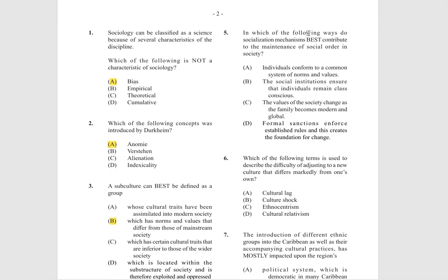Number 5. In which of the following ways do socialization mechanisms best contribute to the maintenance of social order in society? A. Individuals conform to a common system of norms and values. B. The social institutions ensure that individuals remain class conscious. C. The values of society change as the family becomes modern and global. Or D. Formal sanctions enforce established rules and this creates the foundation for change. Alright, so the answer is A.